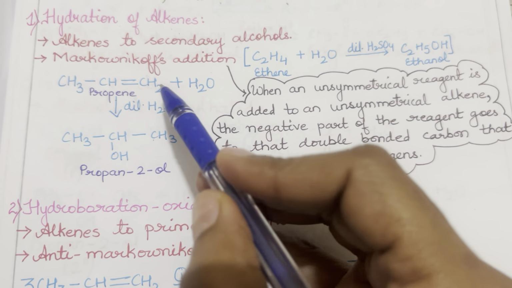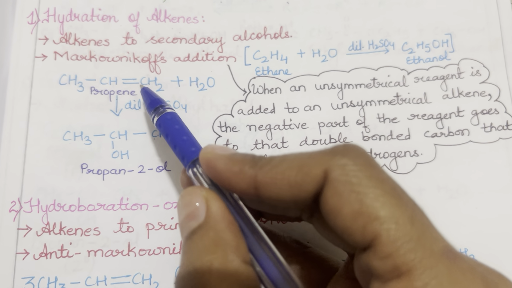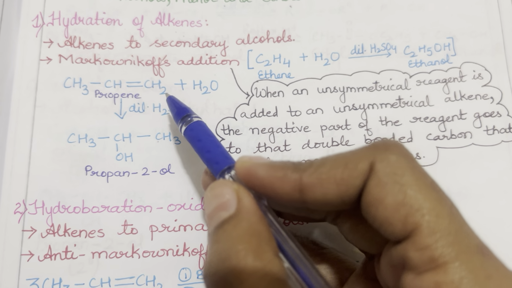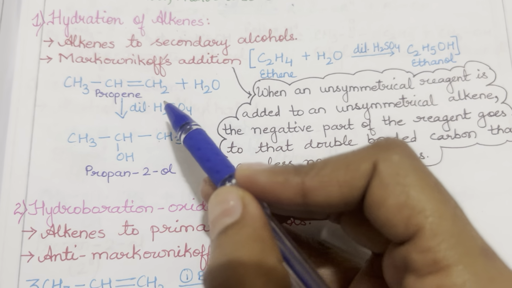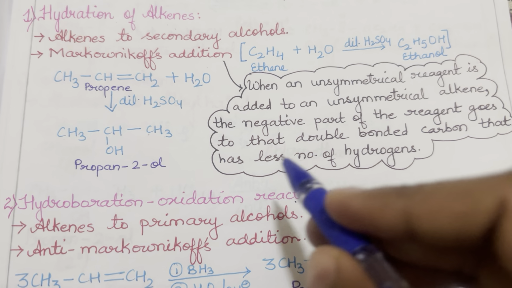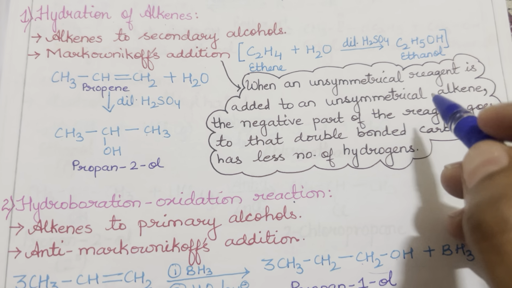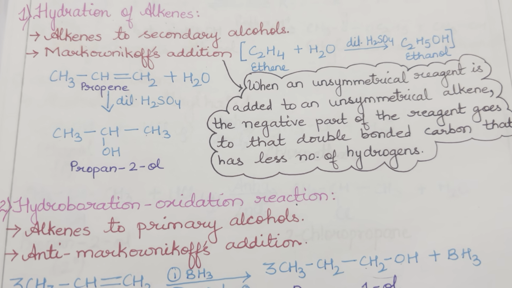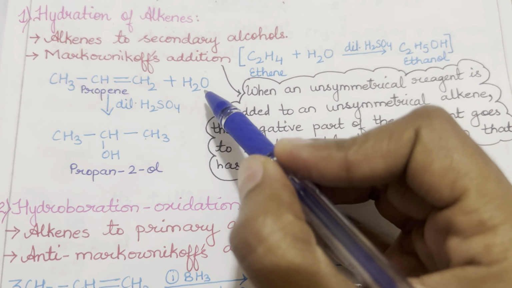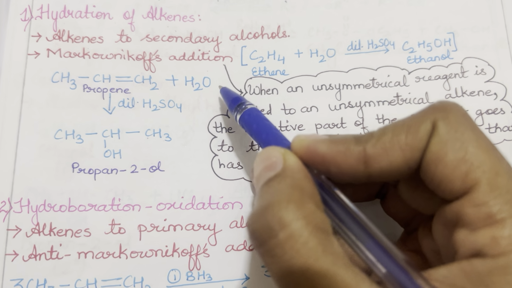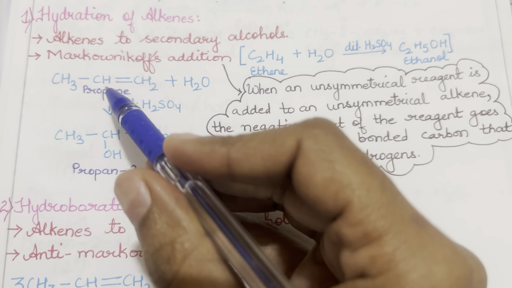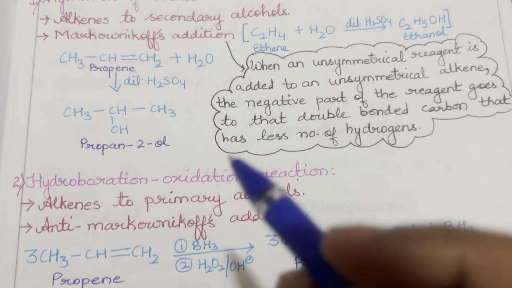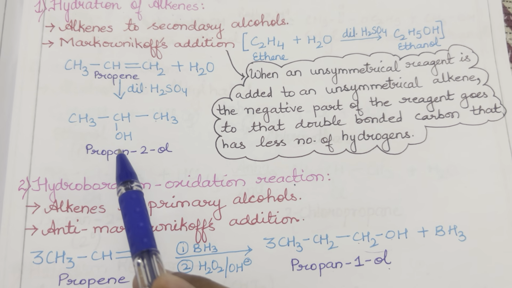Now in this case I am finding that there is a double bond, and on this side there is a carbon with 1 hydrogen, on this side there is a carbon with 2 hydrogens. So it is an unsymmetrical alkene. The negative part of the reagent goes to that double bonded carbon which has less number of hydrogens. So in the case of the water molecule, OH negative will go to that side which has fewer hydrogens. So basically you will be getting this product.